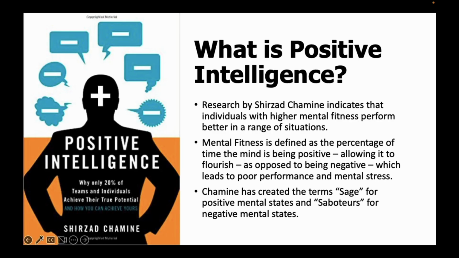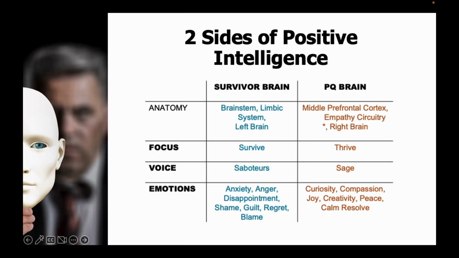Positive intelligence, great research by Shirzad Chamine in his best-selling book on positive intelligence, which is all about mental fitness. Mental fitness is defined as the percentage of time you spend being positive as opposed to being negative, right? And they've determined these terms: SAGE for the positive mental states and saboteurs for the negative mental states. So there are these two sides of what we do.